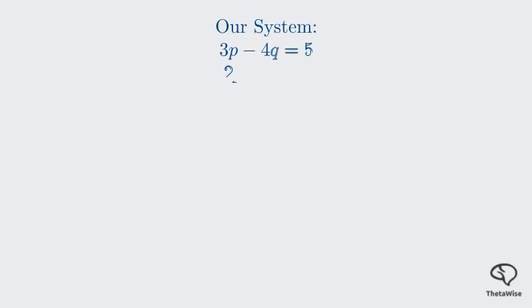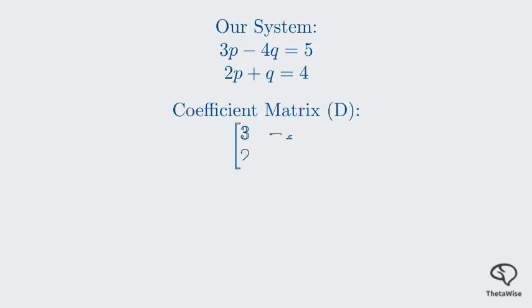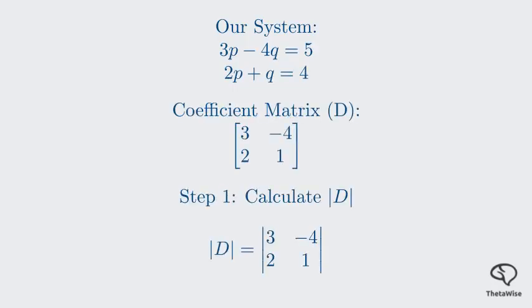To do this, we'll extract the coefficients of the variables p and q from our system of equations. So, the determinant D is the determinant of the matrix with entries 3, negative 4 in the first row and 2, 1 in the second row. Now, let's compute its value. For a 2x2 matrix, the determinant is calculated by multiplying the elements on the main diagonal and subtracting the product of the elements on the off diagonal.